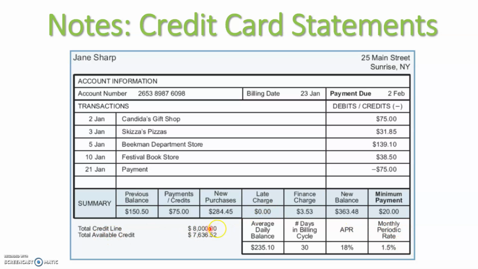At the bottom left, you can see the total credit line available. So this is the amount of money that the person can borrow, and then the total available credit. You'll notice here that she has borrowed most of the money that is available to her. I would say avoid this.